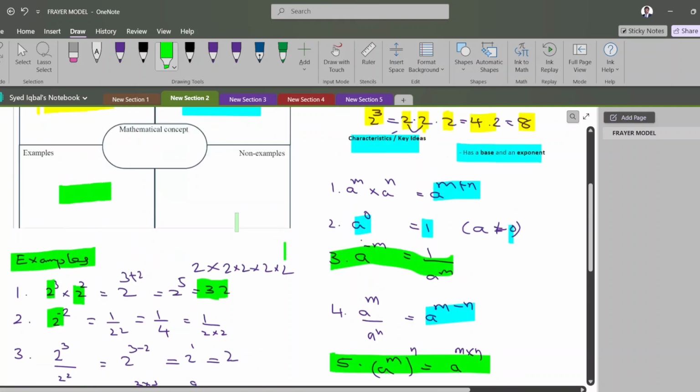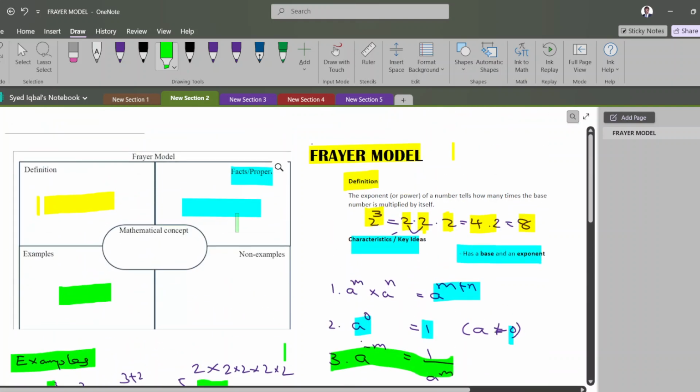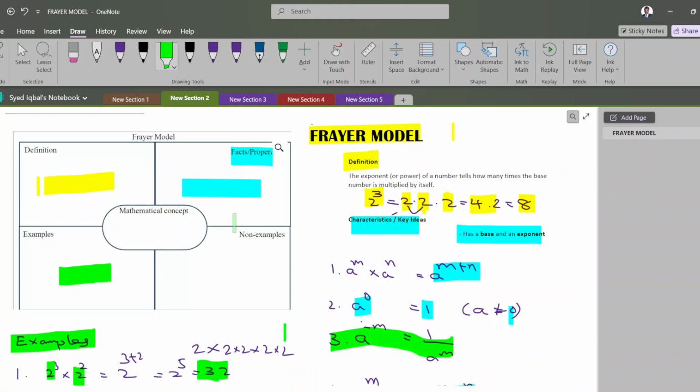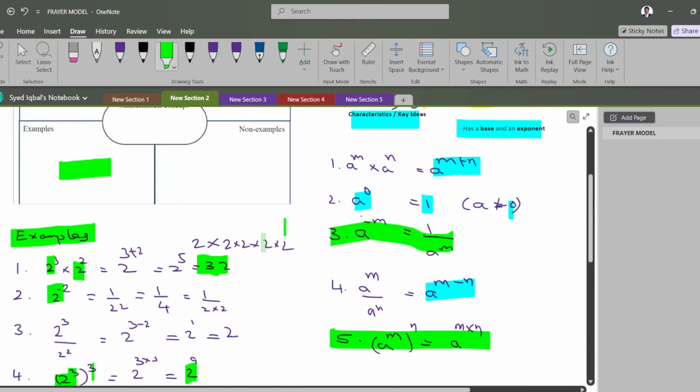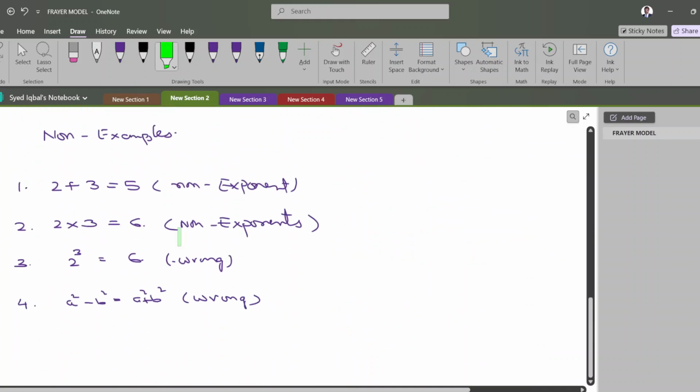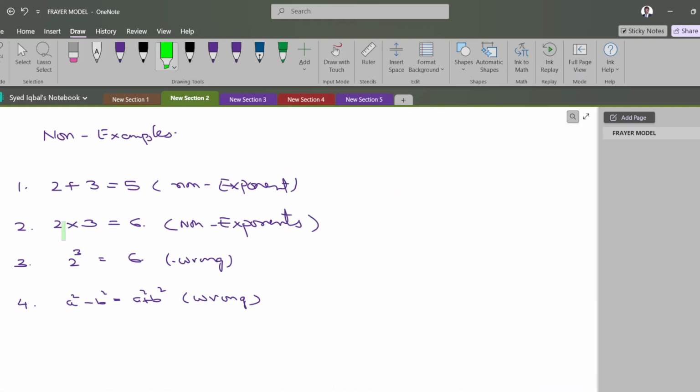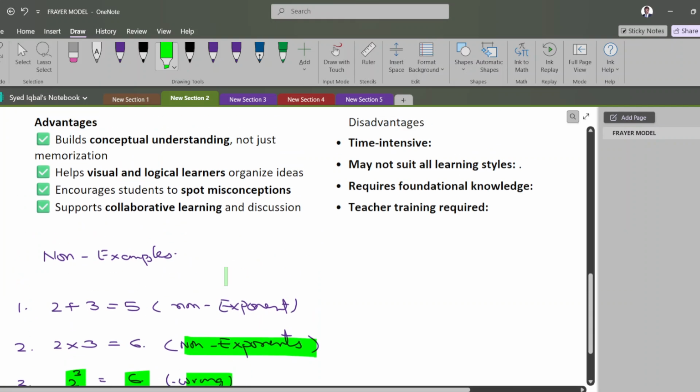So this is the model. We have 4 components. The first is the definition. Second, the property. Third, we have to give the example. The fourth is non-examples. Here, 2 plus 3 equal to 5 is not an exponent form. 2 times 3 is 6 is not an example. 2 to the power of 3 is 8 but not 6. A squared minus b squared is (a plus b) into (a minus b). These are a few non-examples.